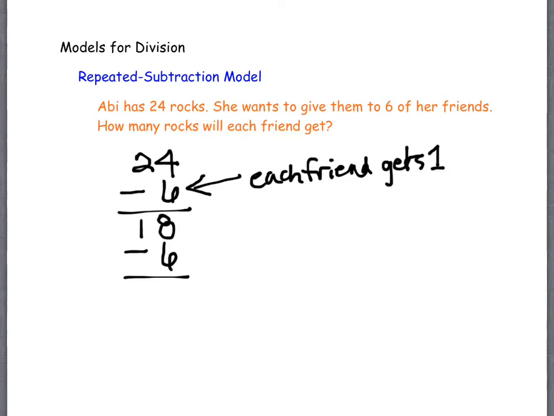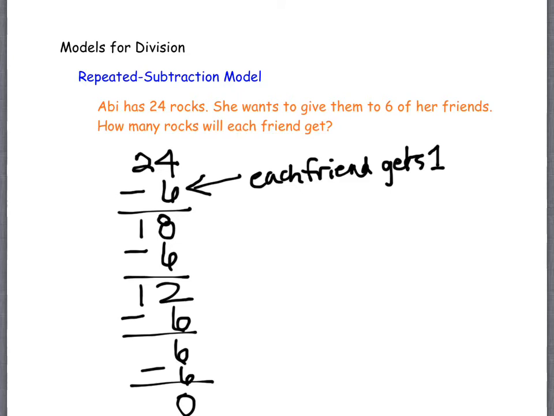So I take away another 6, and how many did I get? 12. I'll do it again, take away another 6, and what do I get? 6. And I take away another 6, and what do I get? 0. Now the answer to the question is not 0, because 0 is actually the result of giving away all the rocks. I know it's going to be 0 because we're working with whole number division, so it's going to be a whole number when I'm done.